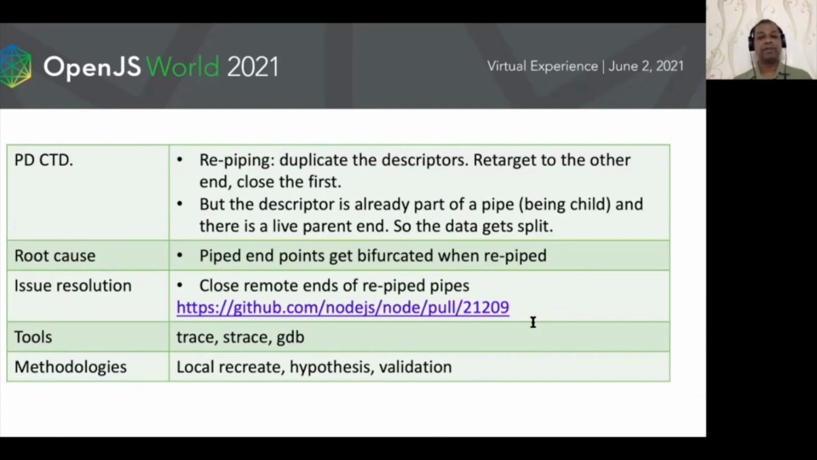Now, when the child end of the pipe is repiped, that essentially means the file descriptor, the underlying handle of the pipe, is copied and redirected to the other endpoint of the second child. What happens to the channel that is still open between the first child process and its parent process? So arguably, that is still open, and the data could flow through that channel as well.